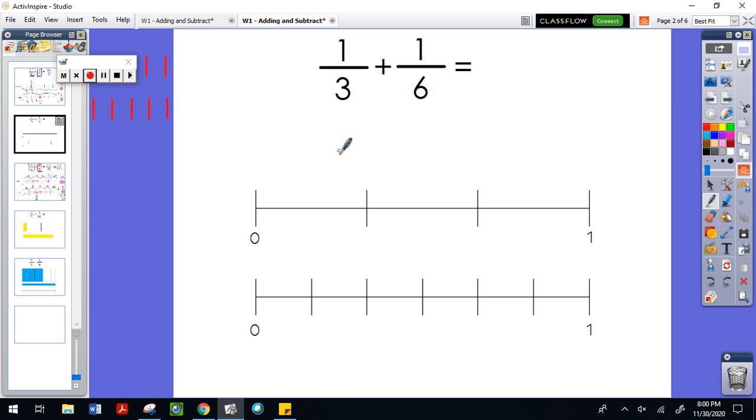All right, so here we have 1/3 plus 1/6. So what I'm going to do is mark 1/3, which is right there, and 1/6, which is right here. Now, what I need you to do is on a piece of paper, try to solve this on your own, drawing 2 number lines representing 1/3 and 1/6. Pause the video and see if you can solve this on your own.